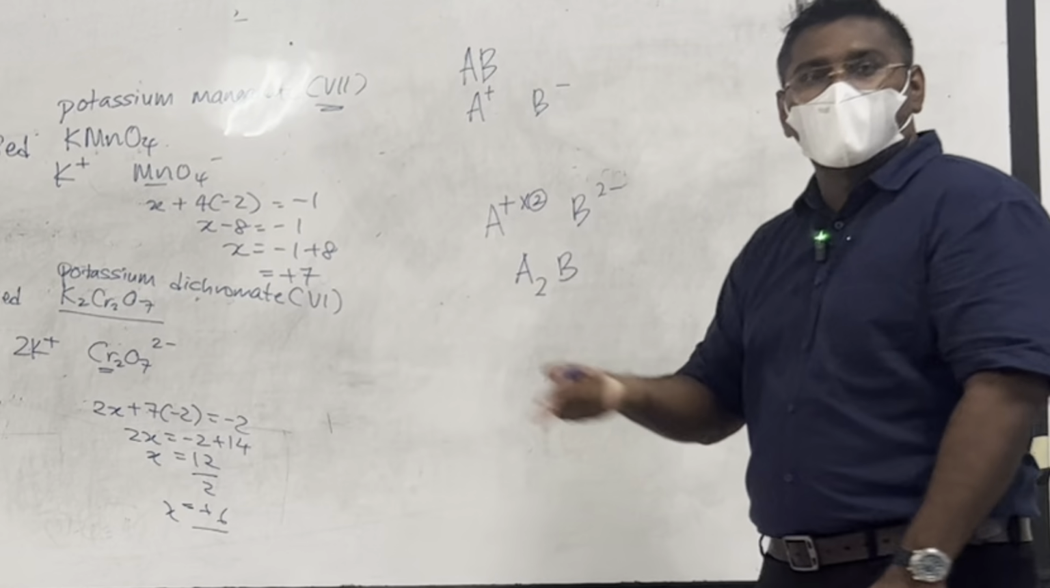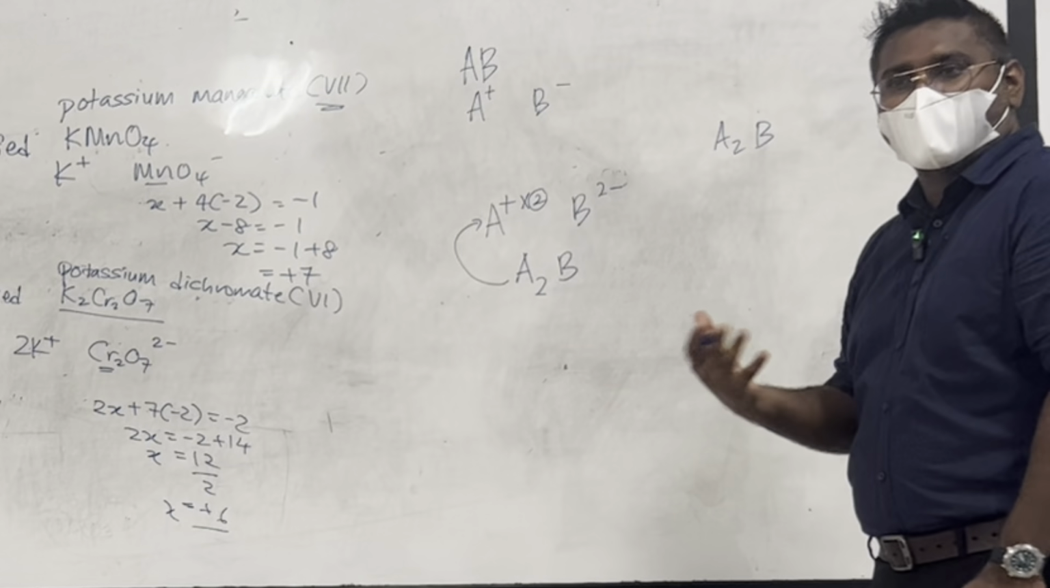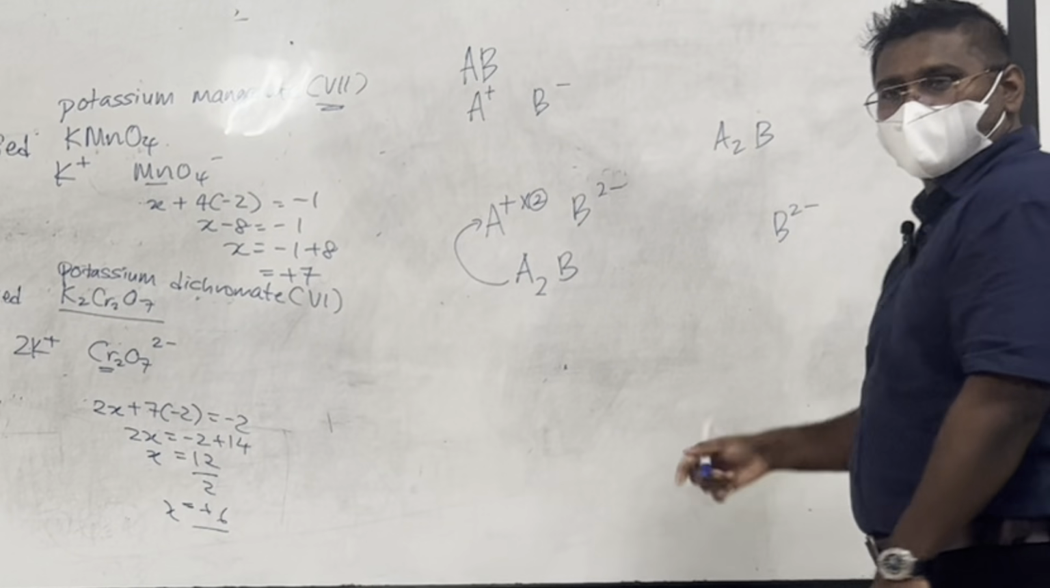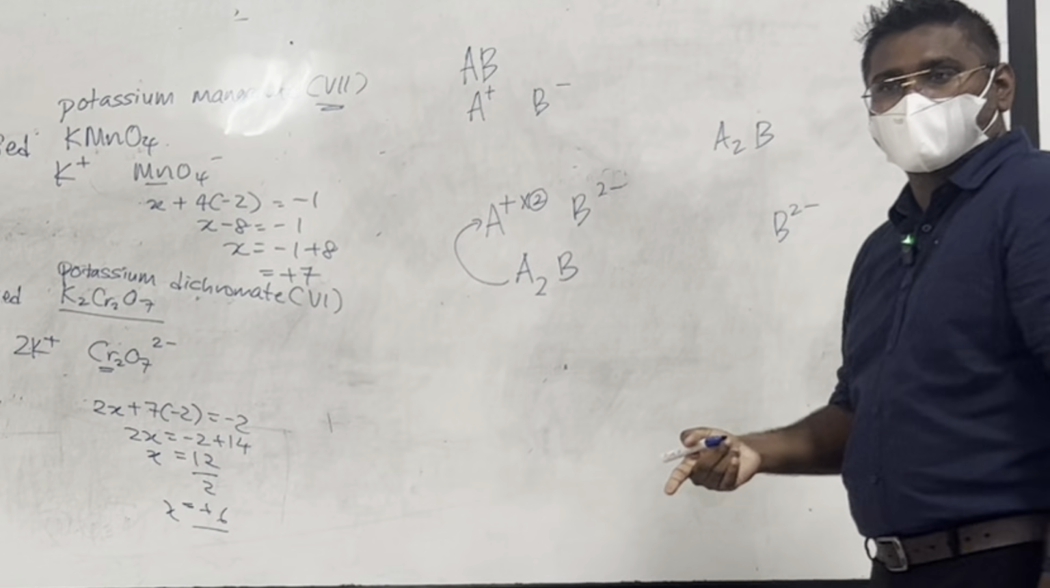So now if you have A to B, my suggestion is to look at it in this way. If B is negative 2, you require 2 something, 2A. It means A must be 1. Then only I need to times by 2. So the oxidation number of A is plus 1.